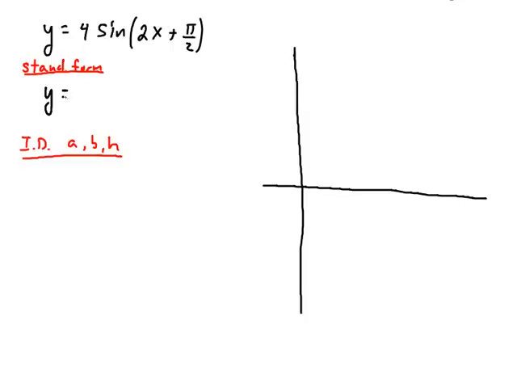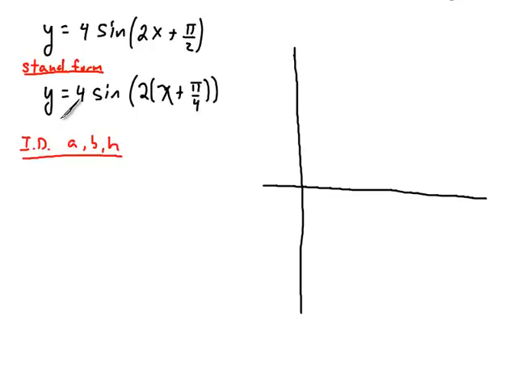So I'm going to rewrite this, and on the inside I will factor the 2 out of both of these terms. So remember that factoring is kind of like division. 2x is 2 times x, and to factor 2 out of pi over 2, I just need to divide it by 2. Pi over 2 divided by 2 is pi over 4.